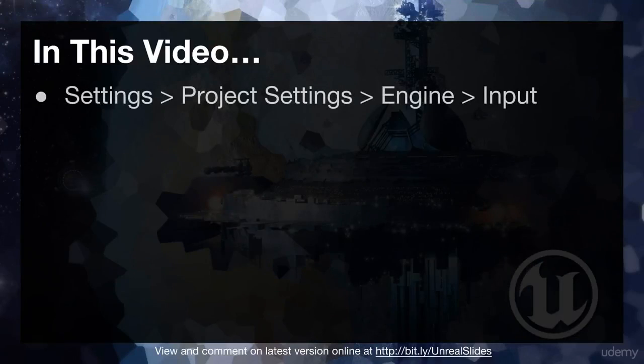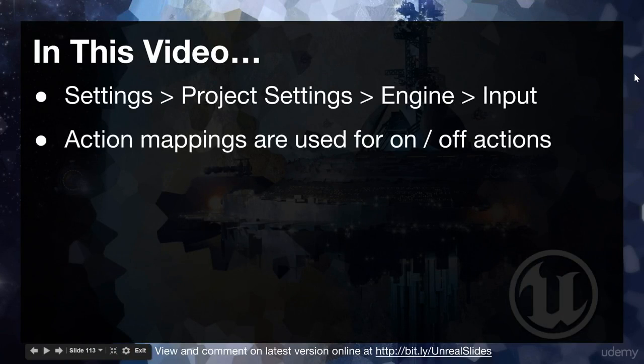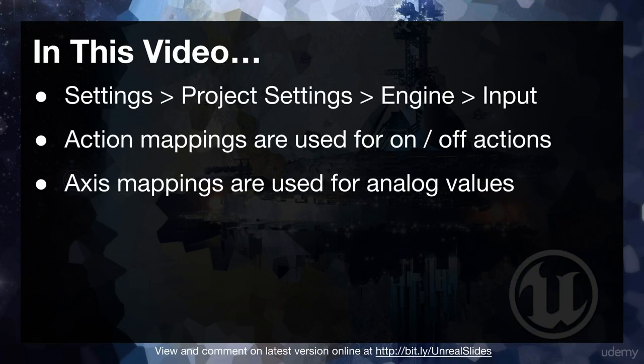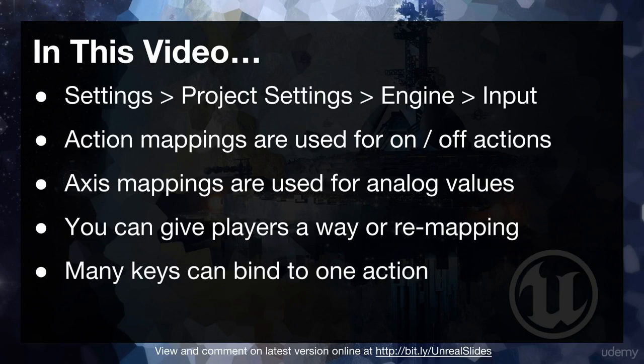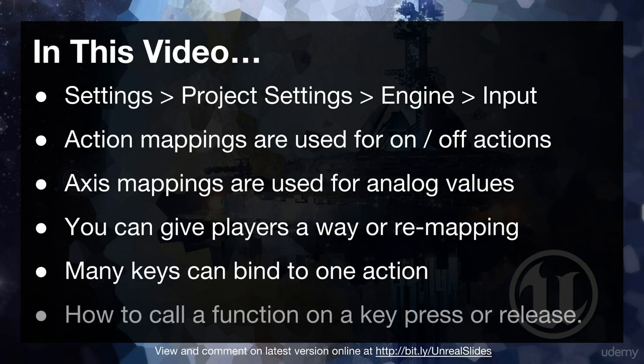So in this video, we are going to look into settings, project settings, engine input. We're going to explain that action mappings are used for on-off actions and that axis mappings are used for analog values like sticks or steering wheels or rudder pedals. That you can give players a way of remapping their keys. We're not going to show you how to do that right now, but I just want you to bear in mind it can be player remappable, just like when you configure your controls in a game. And many keys combine to one action, which is useful. And then how to call a function on a key press or release.